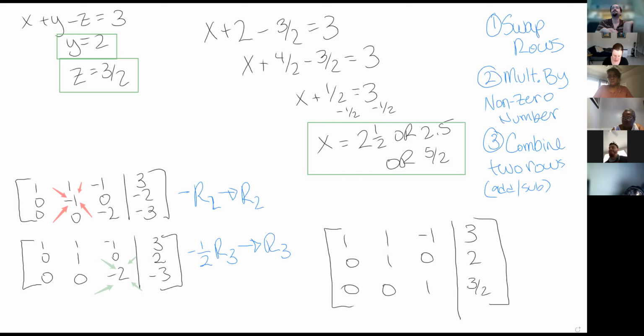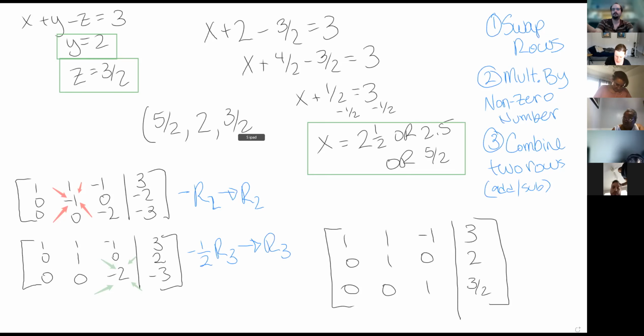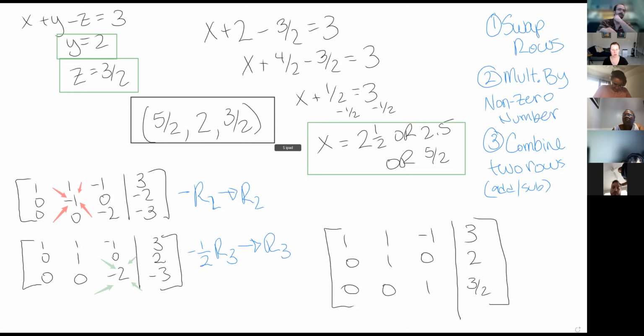All right, how do I write my answer? Because I won't get full credit like this. x, y, z in parentheses. Yeah, x, y, z. Now, hopefully we didn't make any mistakes because we were going so quick with the calculations, but I think we're good. Yeah, 5/2.